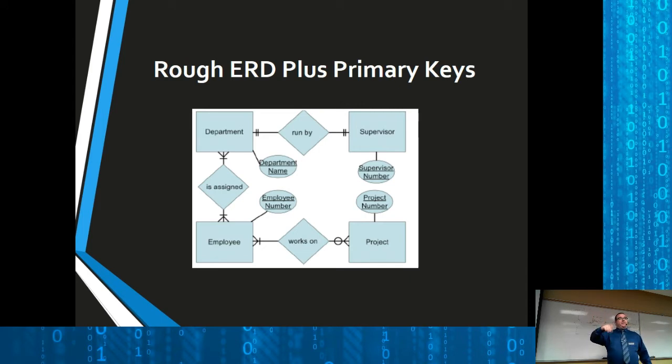In the paragraph, we identified that the supervisor has a supervisor number, and he's identified by supervisor number. Boom. We also identified that employees have an employee number, and the projects have a project number. That was actually at the end of the paragraph. I can go back to the paragraph if you'd like, so we can highlight that.